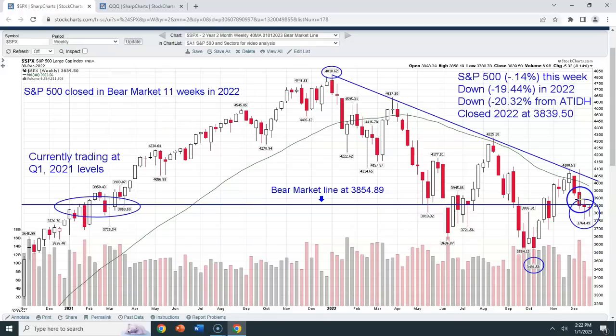And of course, the last 3 weeks of the calendar year, we did technically finish in a bear market because we closed below that 3,854.89 level. Not by a lot, but just a little bit right there. The lowest point so far in this downturn was achieved on October 13th at 3,491.58 right here.